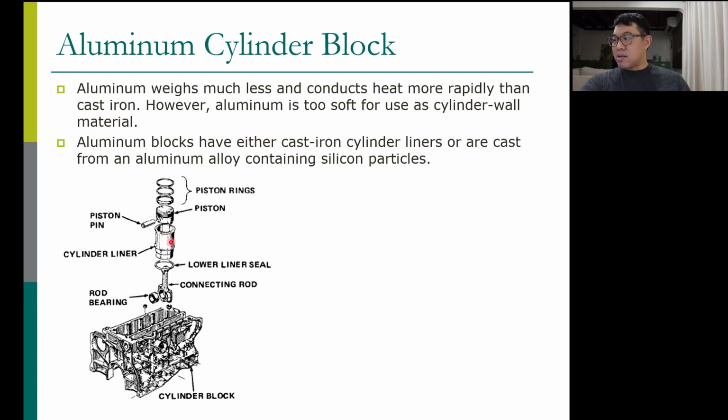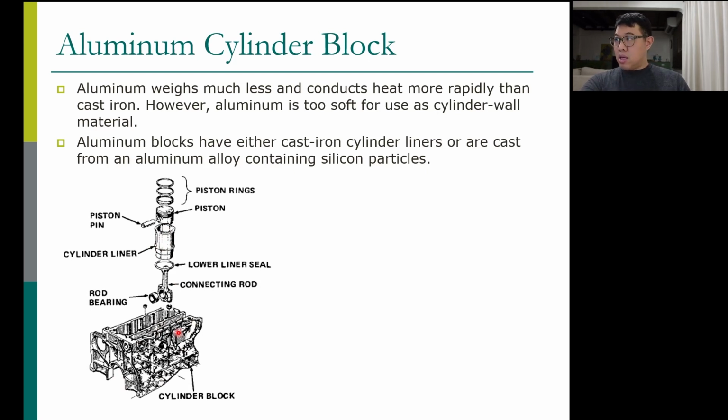Liners look like that, to use as a cylinder wall. Or you have to cast aluminum alloy with silicon particles. So the first option is to use liners, of course. You put the liner there and the piston moves inside the liner, so it doesn't cause any problem. It moves inside the cast iron cylinders, but the rest of the cylinder block can be made from aluminum.